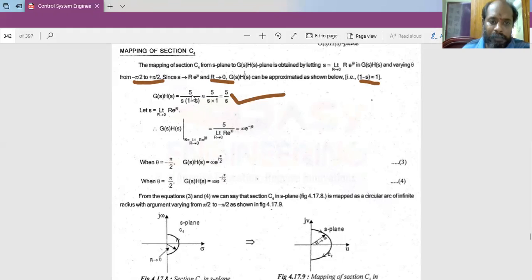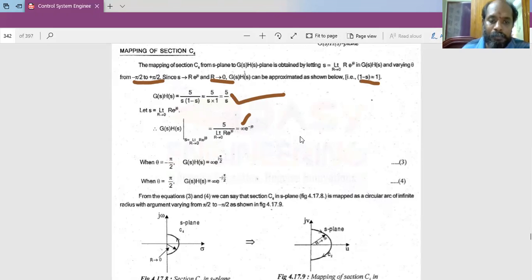So your transfer function becomes like this, 5 as it is, s comes as it is, this 1 minus s is 1, so you are getting 5 by s. Replace s with limit r tends to 0, r e power j theta, anything by 0 is infinite, so the magnitude value is infinite, and this e power j theta goes upwards, it becomes e power minus j theta. Now you replace this theta value, first if you put theta is equal to minus pi by 2, you will get plus pi by 2, e power j pi by 2. If you replace theta with pi by 2, then you get infinity e power minus j pi by 2.